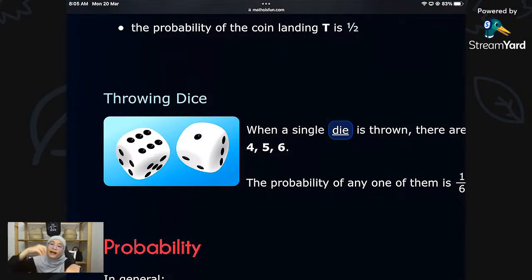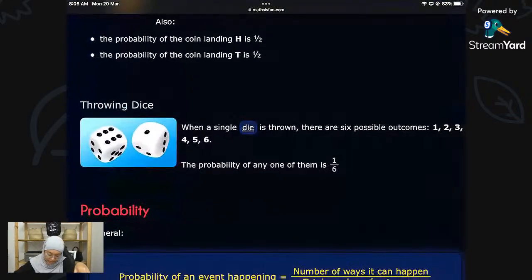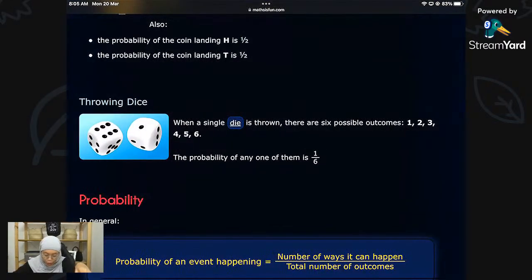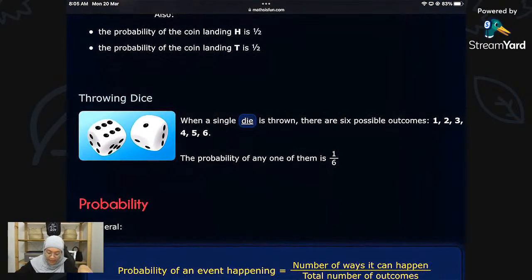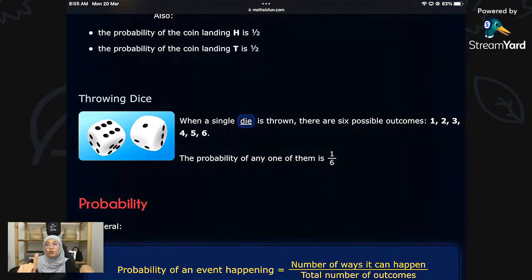When a single die is thrown, there are 6 possible outcomes: 1, 2, 3, 4, 5, 6. Sebab satu dadu mempunyai 6 permukaan. So, bila you baling satu dadu, of course you tak tahu you dapat nombor apa.